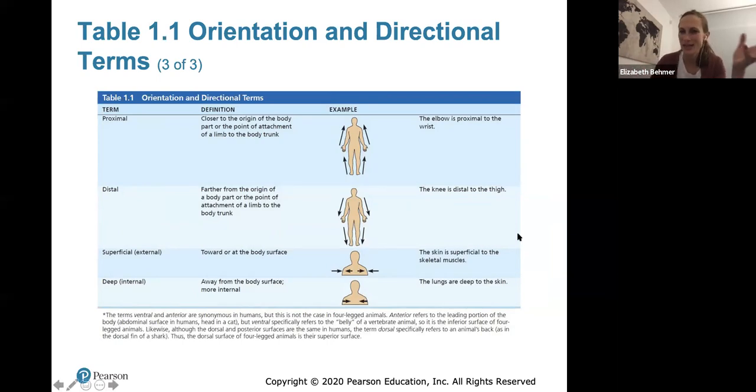And then I really like these slides because they give you examples of each. So for example, the elbow is proximal to the wrist, and that's because your elbow is closer to the point of attachment, your shoulder, than your wrist is.